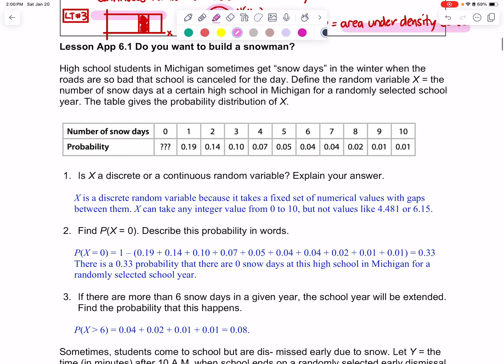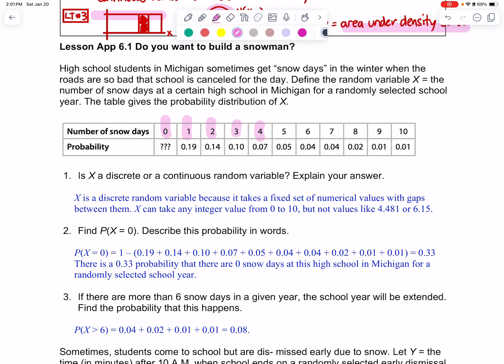Okay, let's look. Do you want to build a snowman? First of all, it's asking are these discrete or continuous, and you can see the reason that these are discrete is because for number of snow days, I can't have a 0.75 snow day in the school. It's either I'm off, the way it's describing it, or I go to school. So this is going to be discrete.